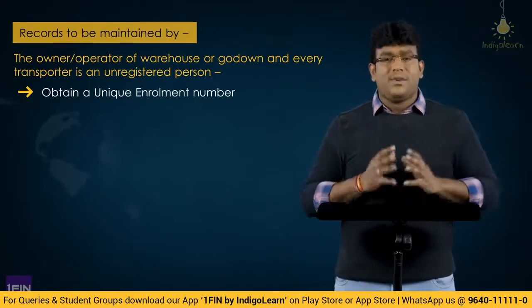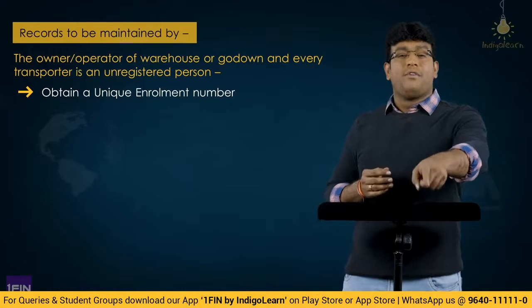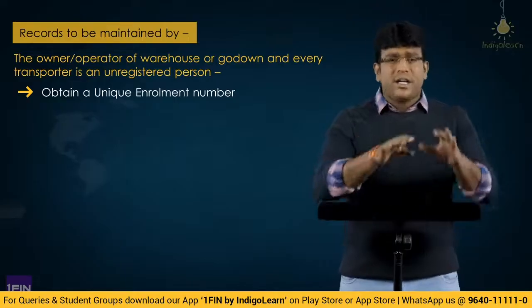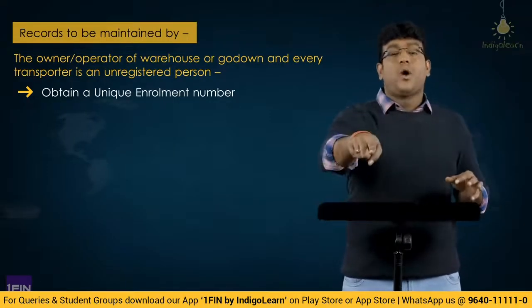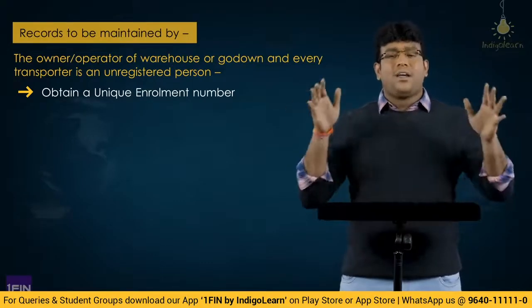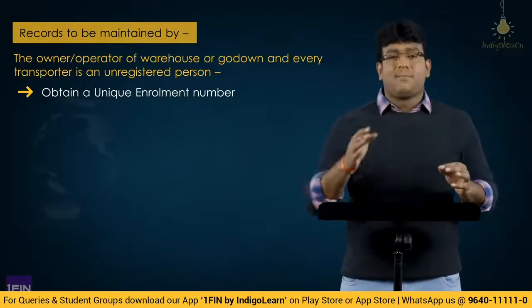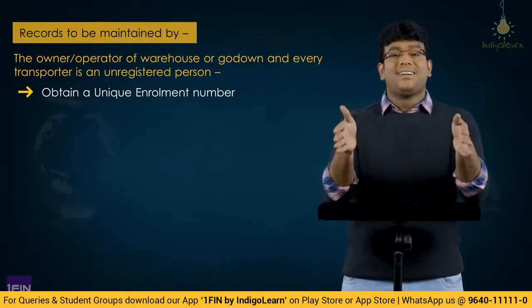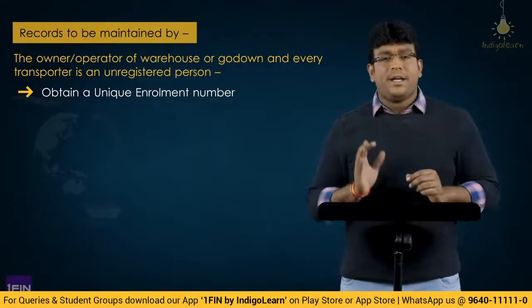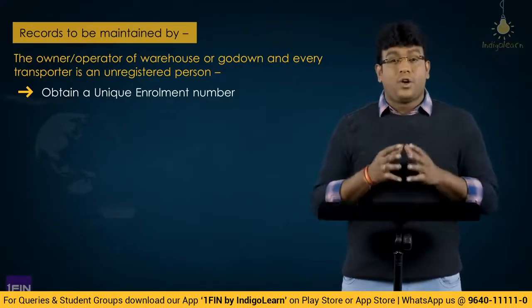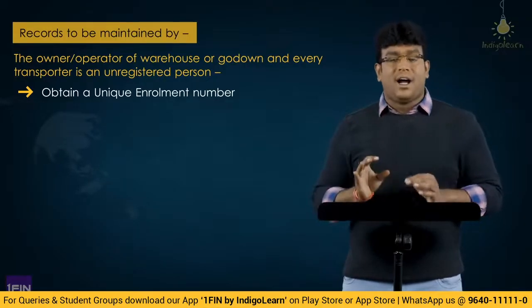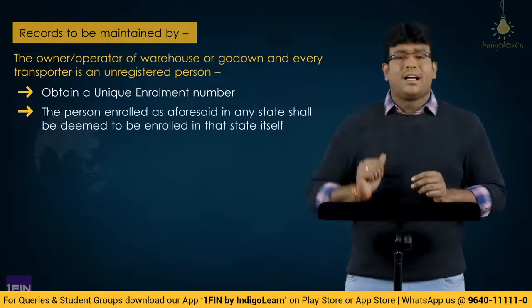So the idea of the government is very simple. My dear operator of warehouse or godown owner, if you are not registered, we are okay. But we want you to obtain a unique enrollment number, because we want to trace where the godowns and warehouses are, because that is the place where the stock is kept. Now, one interesting point here is that the unique enrollment number is not common across India. For example, if a unique enrollment number is obtained in Karnataka, it is valid only in the state of Karnataka.